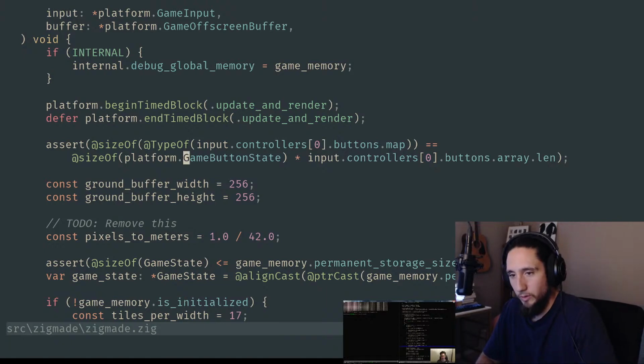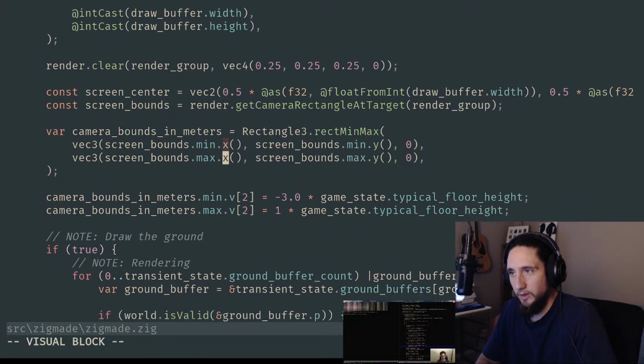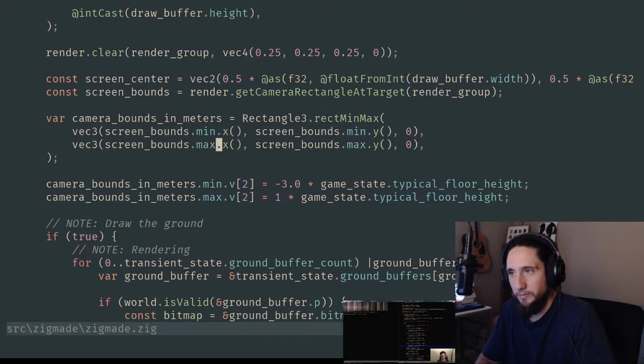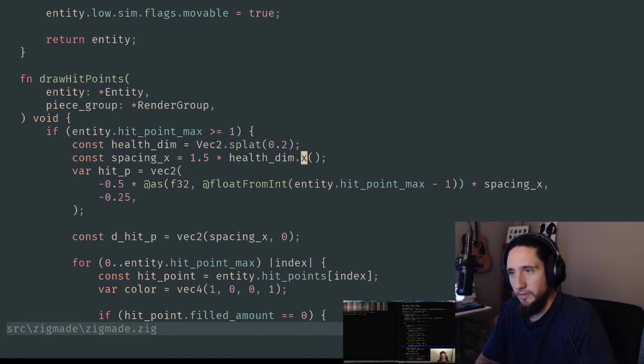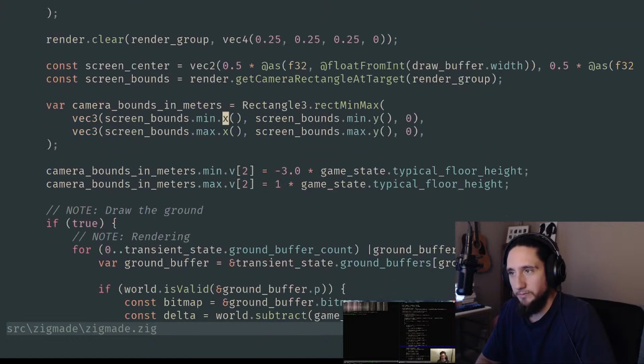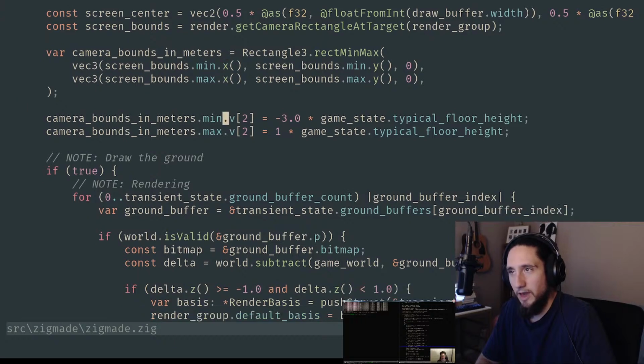If I go and look for a place where I'm accessing, yeah, here we go. So I have to actually call to get at my X field on my vector in this screen bounds variable. I have to call it like a method. It's not a field, not a member that I can just access. And if I go in here, yeah, the ZLS is all jacked up, so that's not working, but you get the idea. And then in some other places, I'm having to access the field and assign it off of the vector instead.